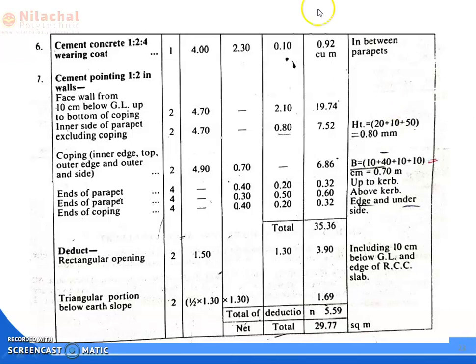Okay. So length is 4.70. Where are we getting it? From outer to outer wall distance 4.70. And then breadth we cannot consider in case of plastering. Height we consider. Height is 2.10. How many numbers? 2 numbers. Okay. Fine. Then we multiply 2 into 4.70 into 2.10 is equal to 19.74. Okay. This is the total quantity of the cement pointing.